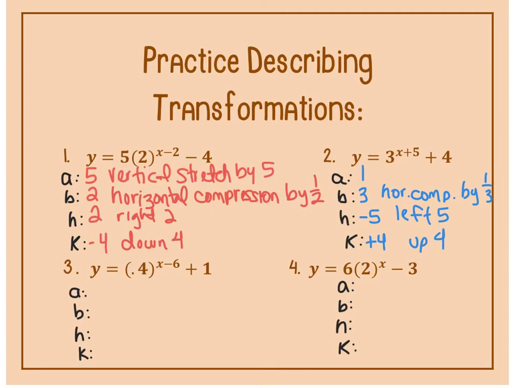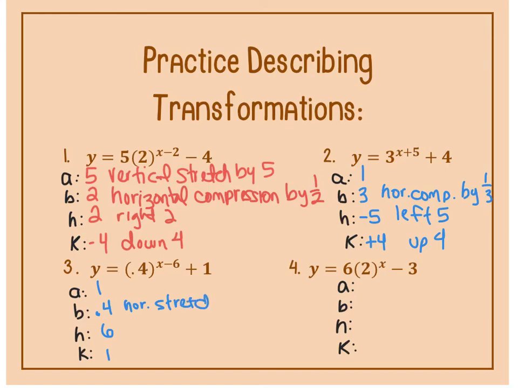Let's try this again. Okay, if I don't see an A, that means it's a 1. B is 0.4, H is a +6, and K is a +1. Don't forget, if A is 1, it doesn't do anything to the graph. If B is 0.4, that means it's a number between 0 and 1. So it's a horizontal stretch. And we always take the reciprocal.